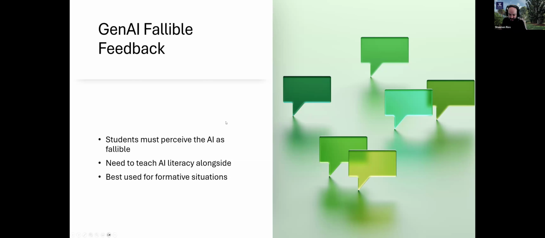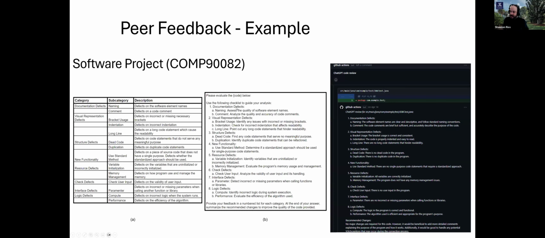So now I'll get into the example that I guess is the impetus for this discussion here. There was a subject called Software Project, very inventive name, COMP90082. It's really important to note at this point that Dr. Eduardo Oliveira is the subject coordinator, and he's the one who initiated this project and is the leader of this research project. I'm just a member of it. And this was his project to begin with.